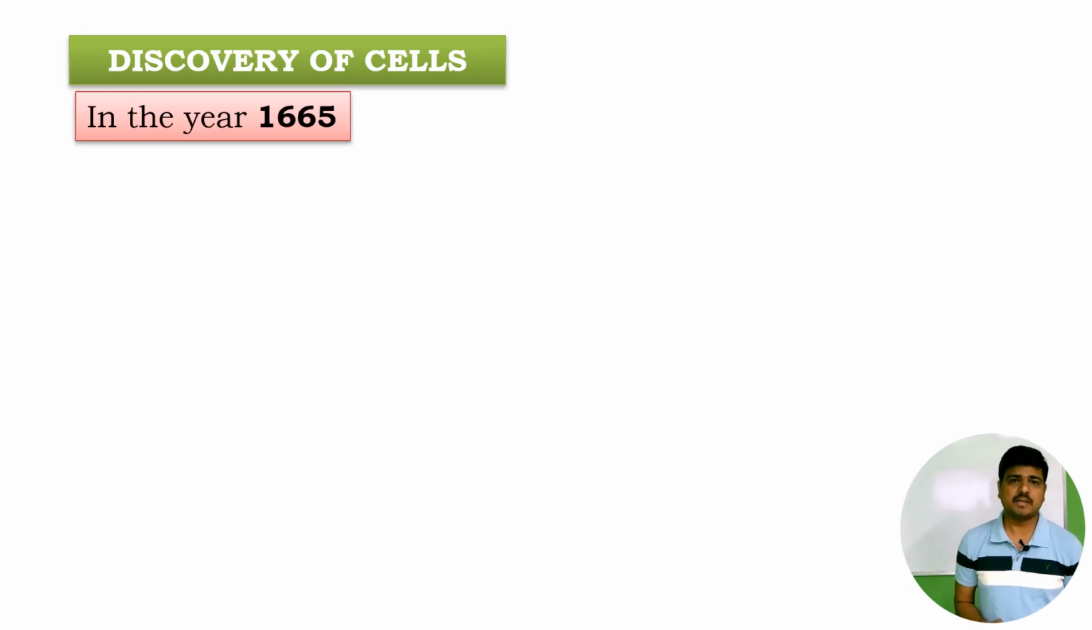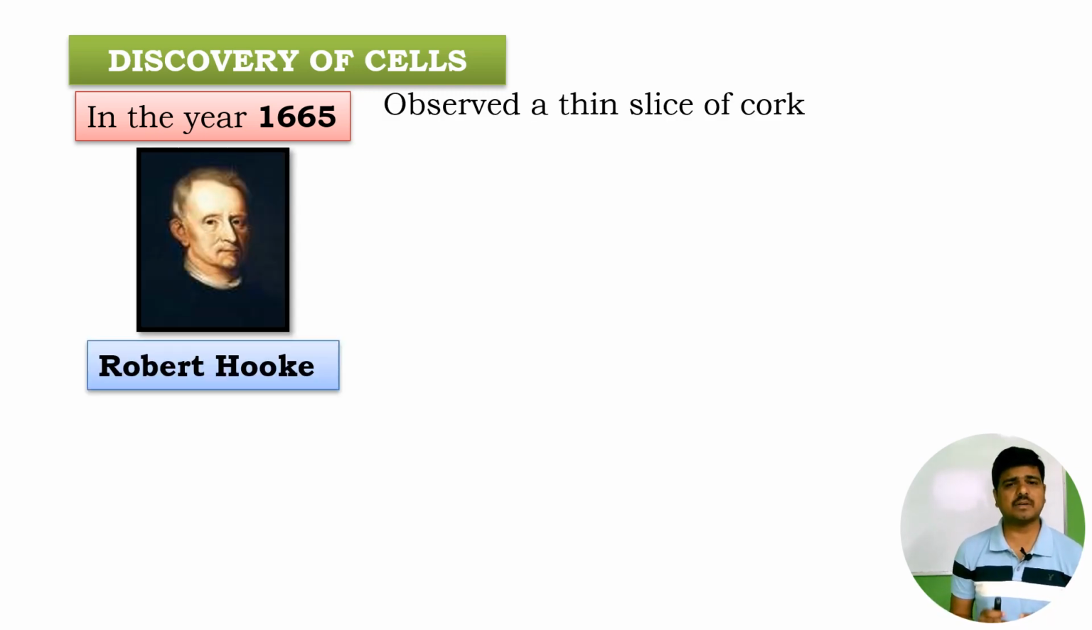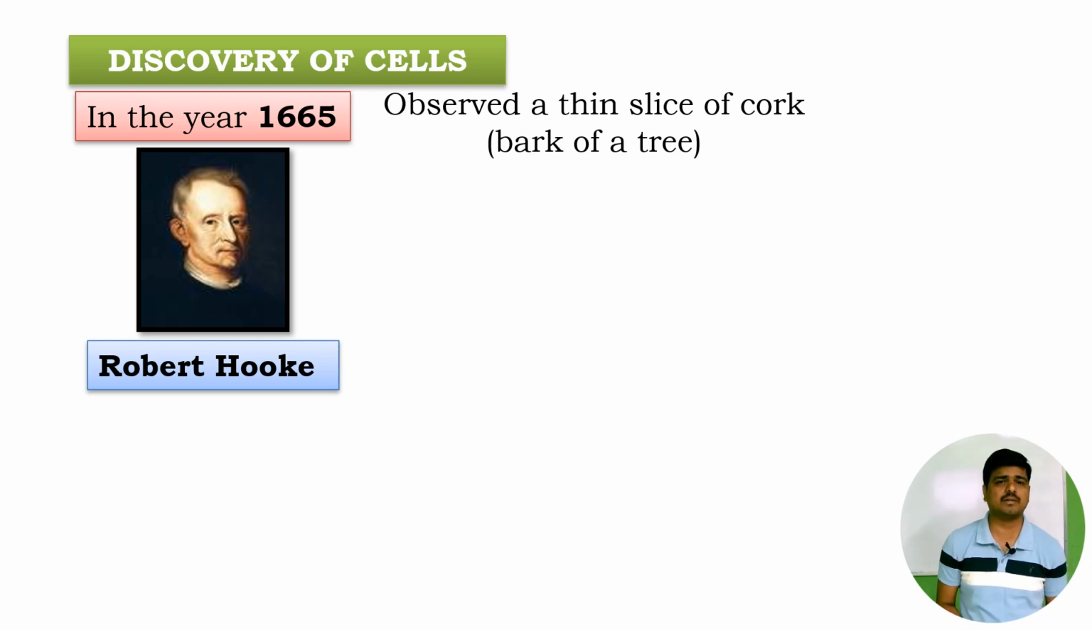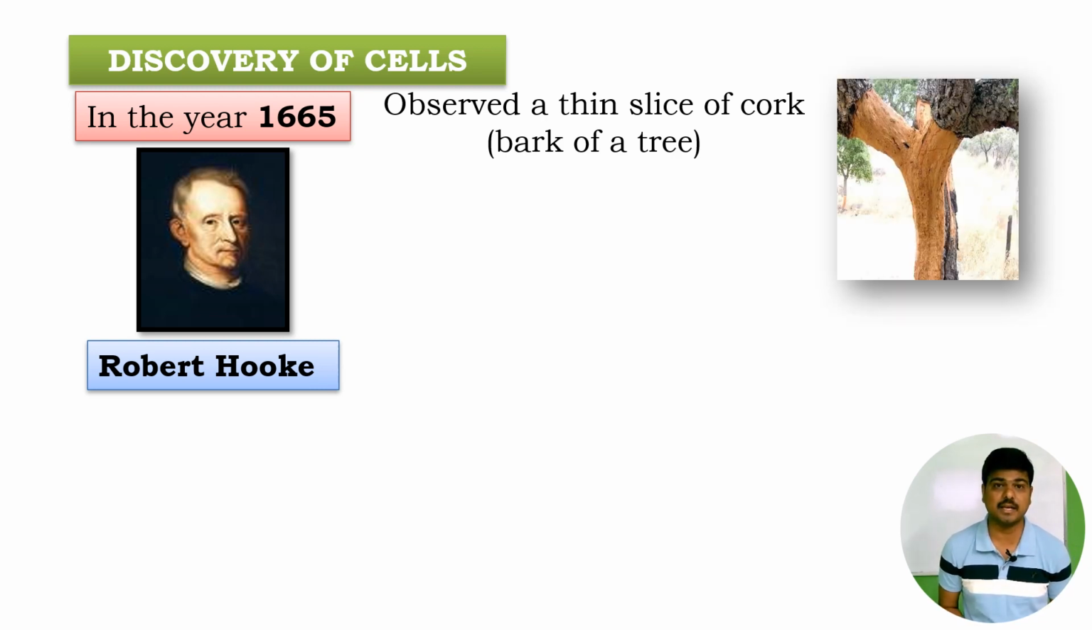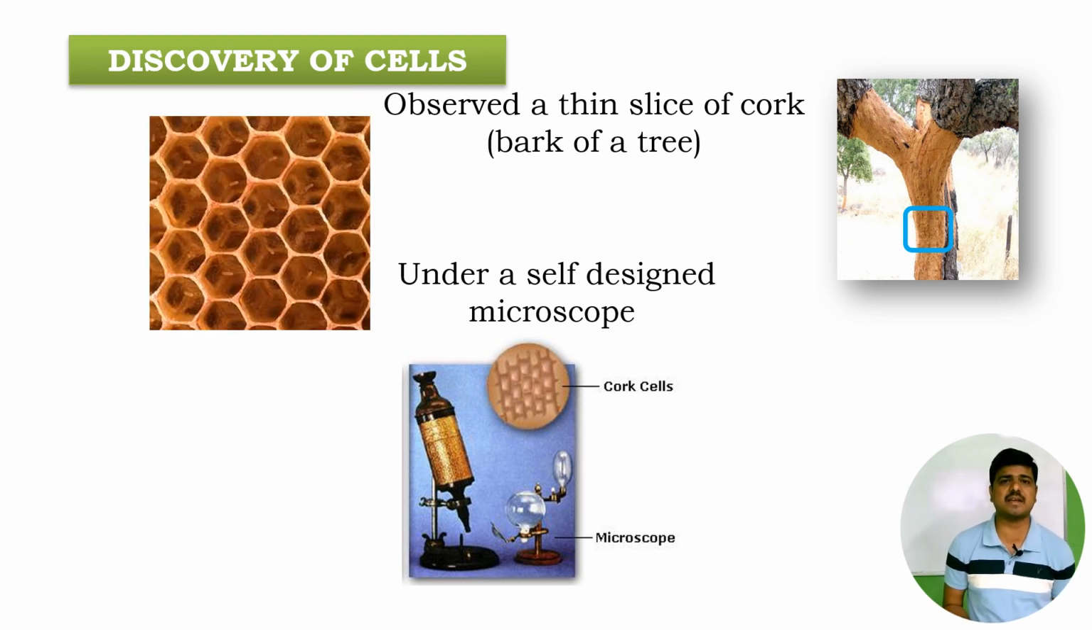Remember that the discovery of the cell took place in the year 1665. In 1665, Robert Hooke observed a thin slice of cork, that is nothing but the bark of a tree. You can see the bark of the tree on the screen. Out of it he took some cork cells, and under a self-designed microscope he observed a few things.